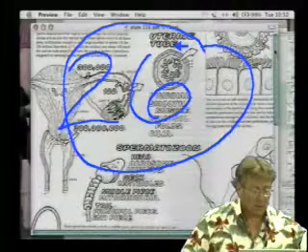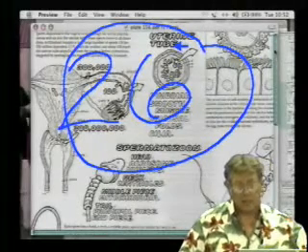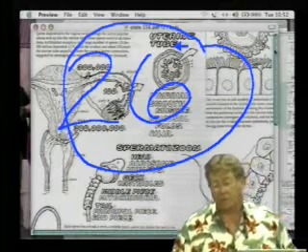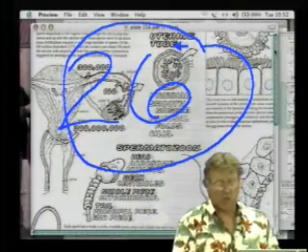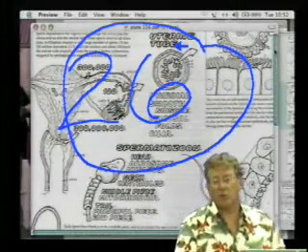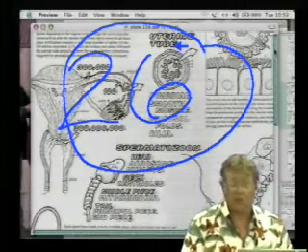All right, lecture 26. Last lecture we talked about the female reproductive tract, the development, the preparation for fertilization. Now let's bring the sperm and ovum together and produce a fertilization.